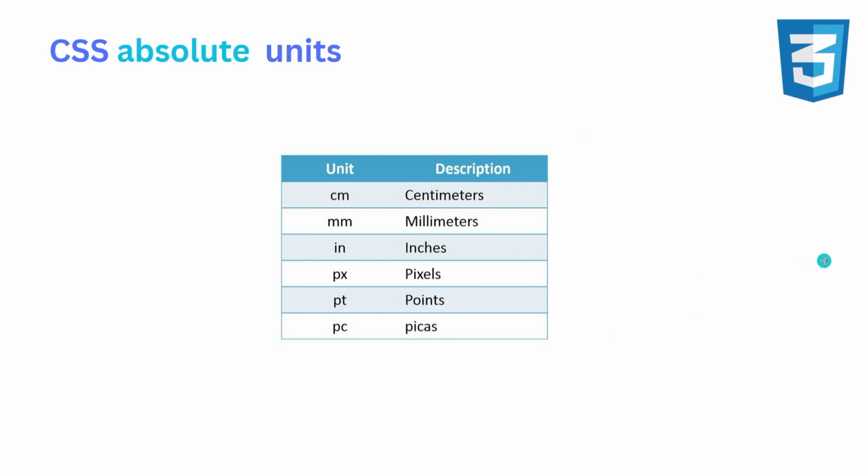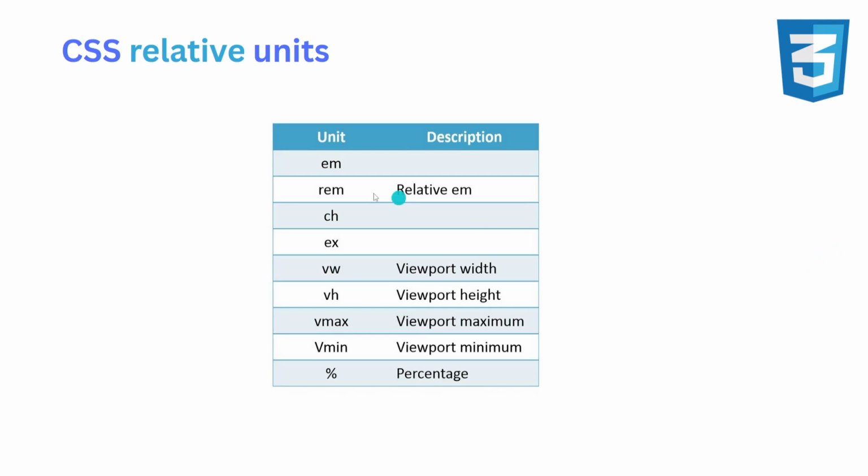Also, we have relative units such as EM, REM, CH, EX, VW, VH, Vmax, Vmin, and percentage. These relative units depend on other parent objects. So one by one, we will explore all of the units in this tutorial.